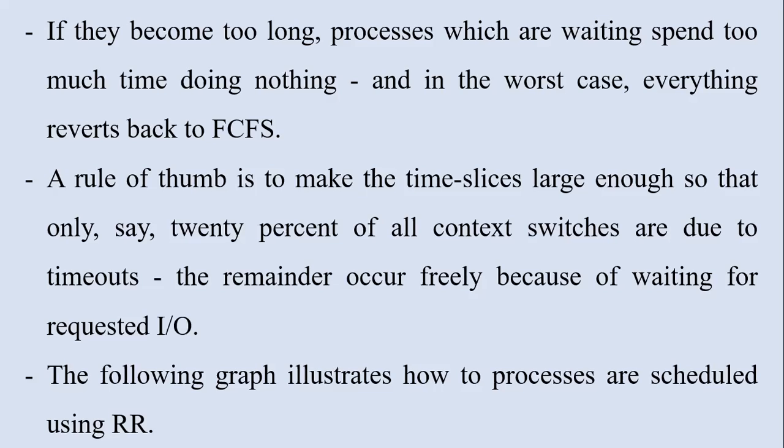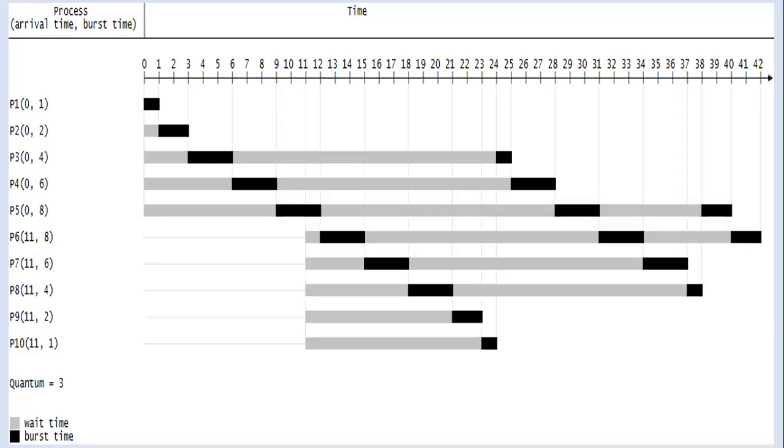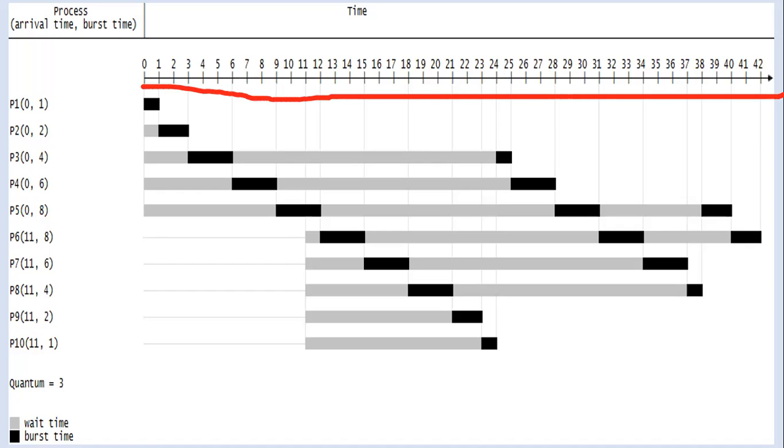The following graph illustrates how processes are scheduled using the round-robin scheduling algorithm. So in this case, we still have our processes. As usual, on this side of the scale, for you to come up with this scale, you add the burst times for each process so that you can come up with this maximum value here.